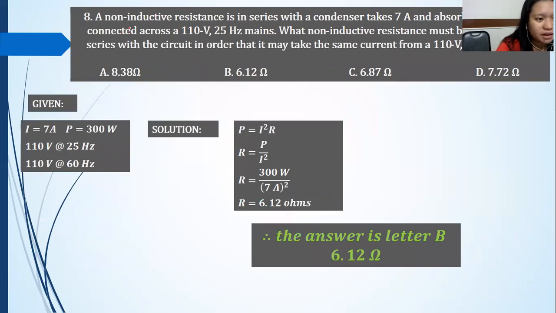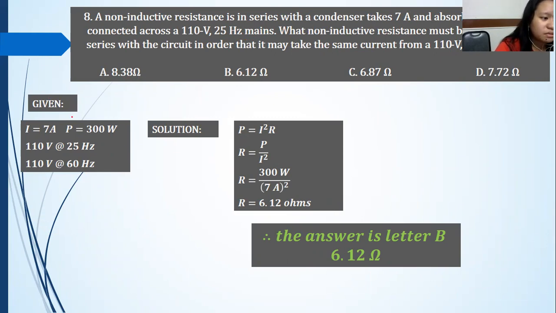So number 8: a non-inductive resistance in series with a condenser takes 7 amperes and absorbs 300 watts when connected across a 110 volts, 25 hertz mains. What non-inductive resistance must be connected in series with the circuit in order that it may take the same current from a 110 volts, 60 hertz supply? The choices are A is 8.38 ohms, B is 6.12 ohms, C is 6.87 ohms, and D is 7.72 ohms.